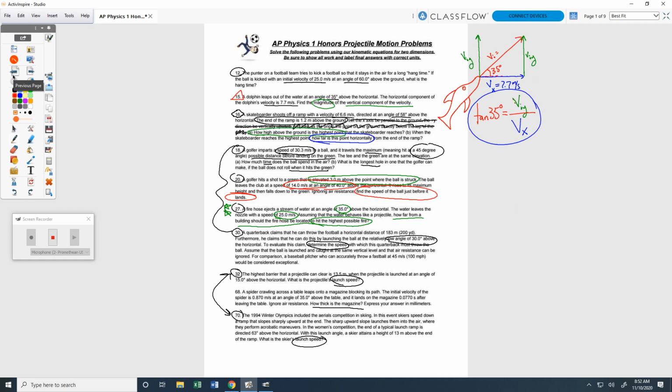Next up, 32. So 32 says the highest barrier that a projectile can clear is 13.5 meters when the projectile is launched at a 15-degree angle above the horizontal. What is the projectile's launch speed? So in other words, you're trying to launch it over something. So now we've got a height that we're going after, and we're trying to figure out what speed I need to launch it.